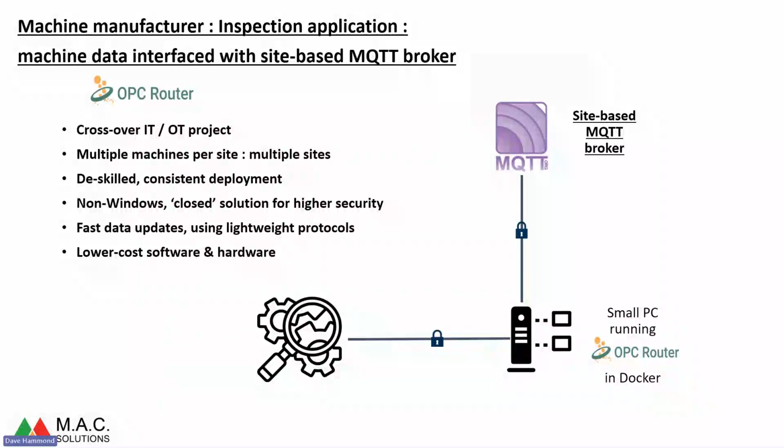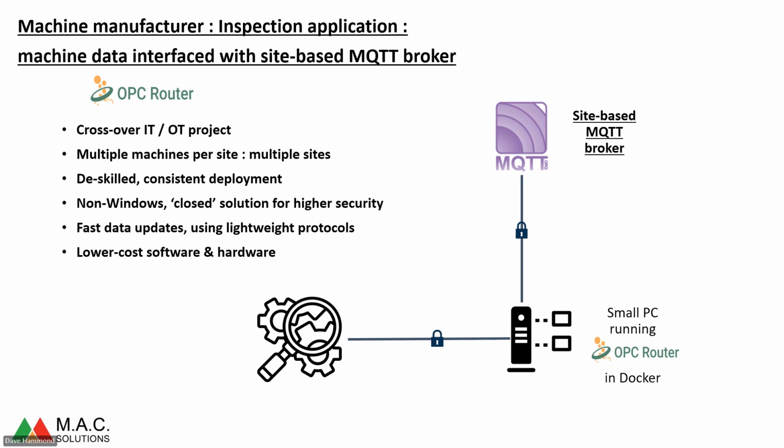This second application is one where a customer makes machines that do inspection systems, and on the site they want to take data from the results of those inspections of each item as it goes through, and send that to an MQTT broker on the site, whereby that data can then be integrated to a central point.